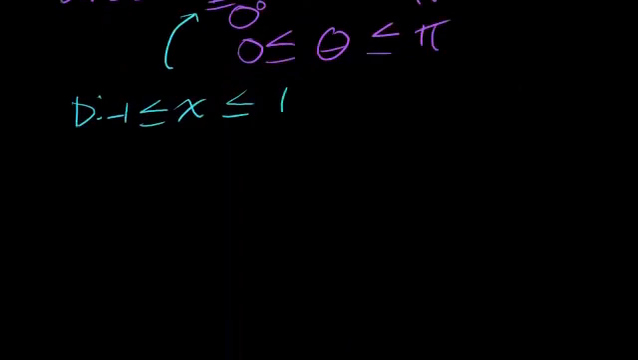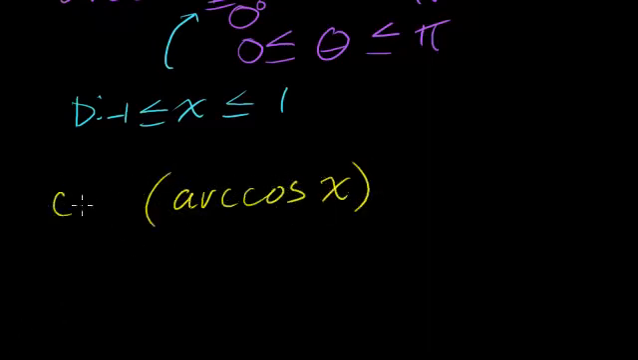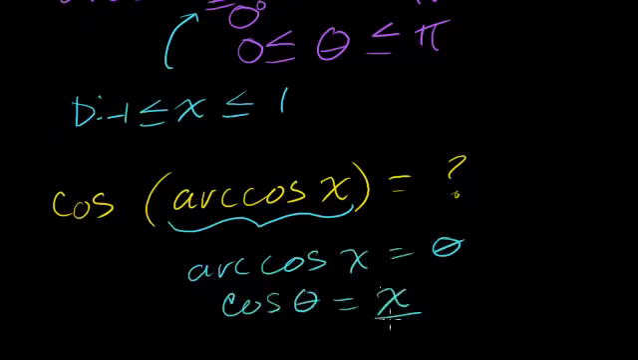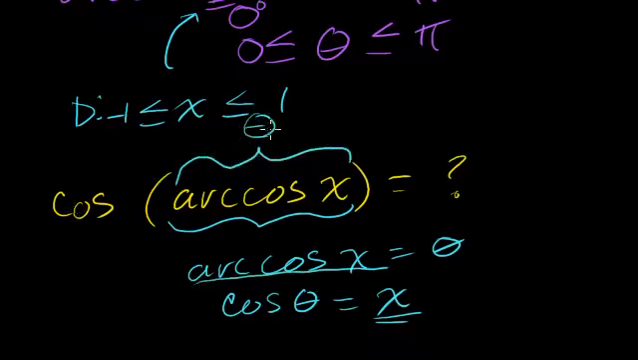If I were to ask you, let's say I were to take the arccosine of x, and then I were to take the cosine of that, what is this going to be equal to? Well, let's say that the arccosine of x is equal to theta. That means that the cosine of theta is equal to x, right? So if the arccosine of x is equal to theta, we can replace this with theta. And then the cosine of theta is x. So this whole thing is going to be x.